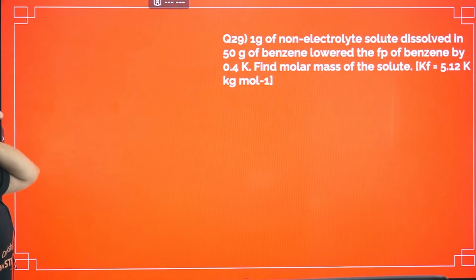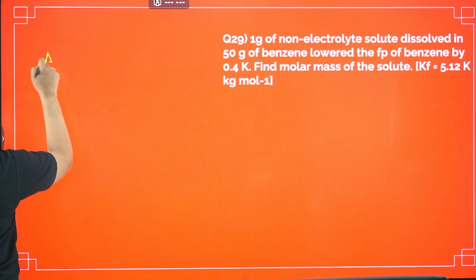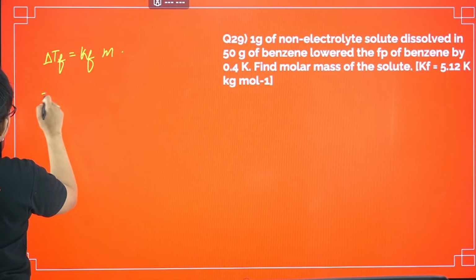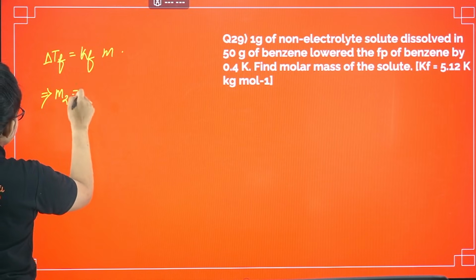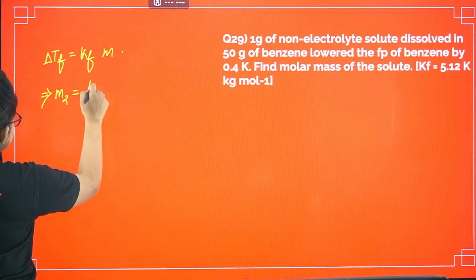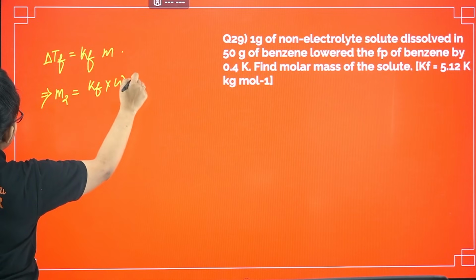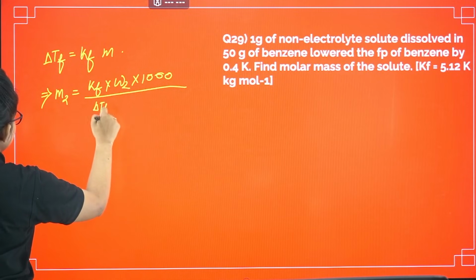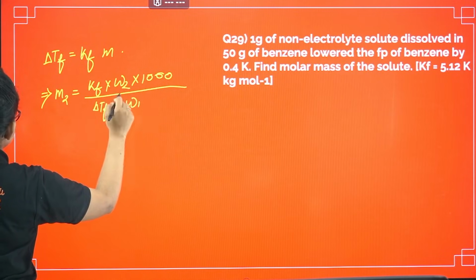1 gram of non-electrolyte solute dissolved in 50 gram of benzene lowered the freezing point of benzene by 0.4 Kelvin. Find the molar mass of the solute. So again the same approach we will proceed with. So delta TF is basically equals to KF into M, right? From there M2 we can write in the same way. Again you can see this is a non-electrolyte, so I value will be 1, right? So it should be KF into W2 into 1000 divided by delta TF into W1, right?